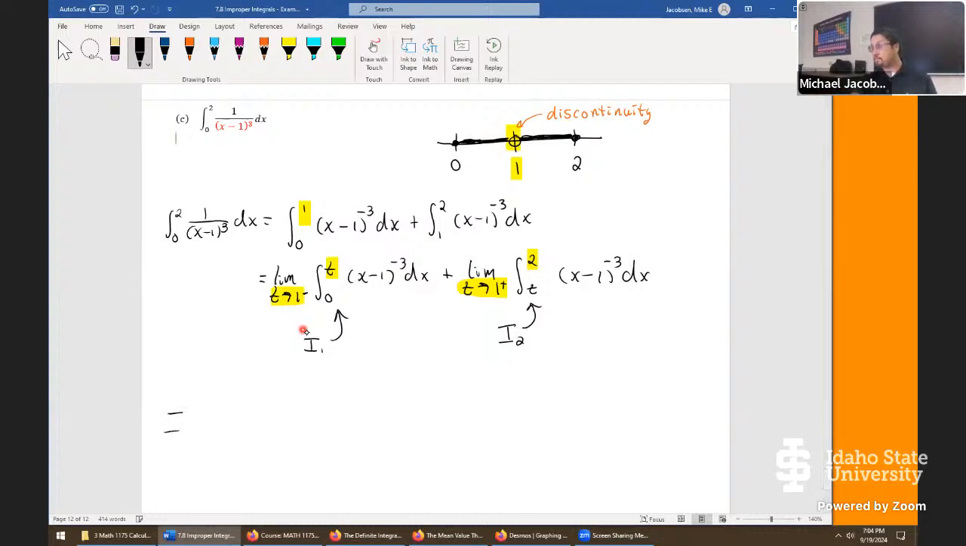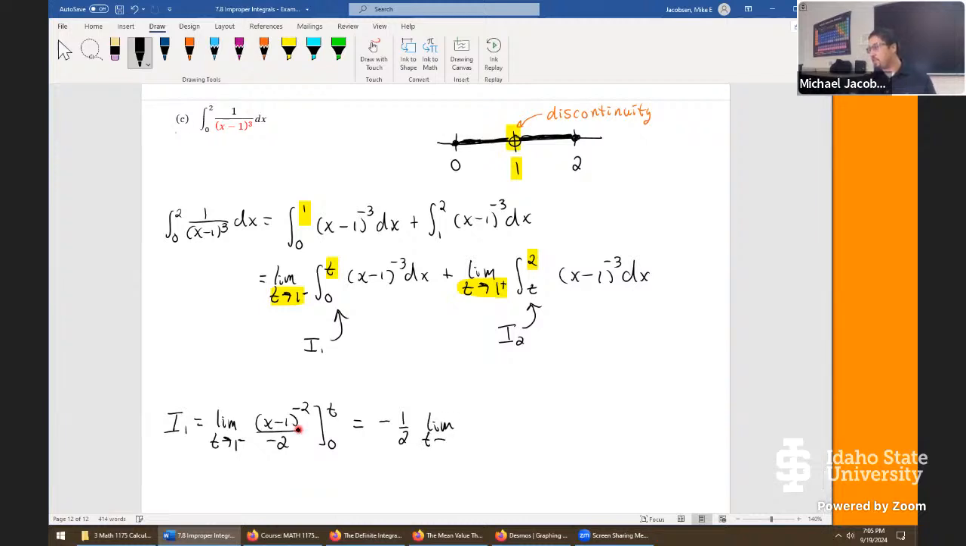So I1, limit as t goes to 1 from the left. We already have I1 indicated here, so let's just go ahead and take the antiderivative. It'll be x minus 1 to the power negative 2, so we'll divide by that negative 2, and evaluate from 0 to t. So I1 turns into this after the antiderivative. Let's write that this is equal to negative 1/2. I'm just trying to get that constant out of there so we can focus on the function that varies.